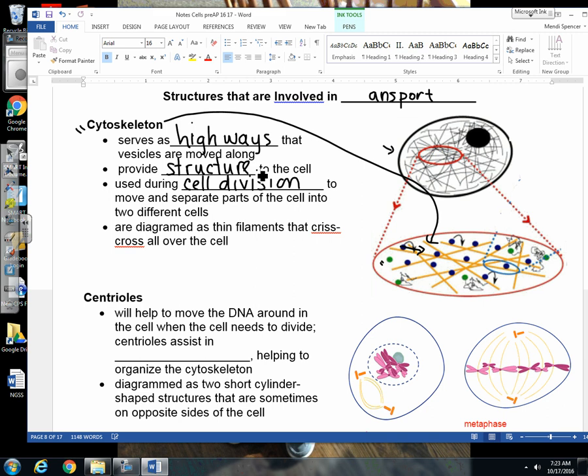And we can see that happening here. Here a cell is about ready to divide. And we can see that we're moving things, those are chromosomes, we're moving things around in the cell so we can split the cell in two. And we have the assistance of the cytoskeleton. So these beams right here are part of the cytoskeleton, and we're using them to move different parts of the cell around so we can split the cell in two. When we look at cytoskeleton, we're usually looking for beams that are crisscrossing all over the cell.